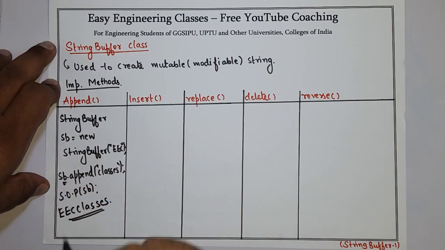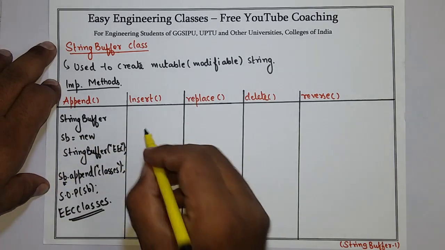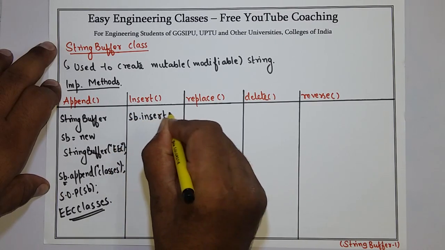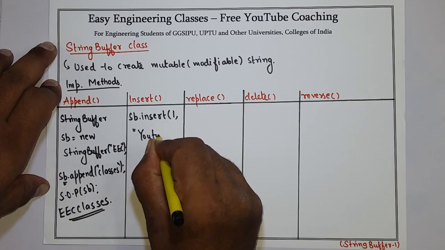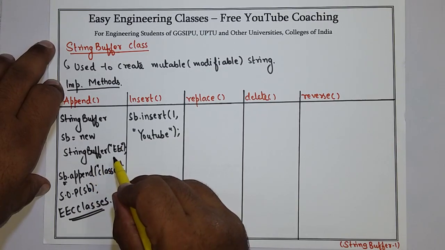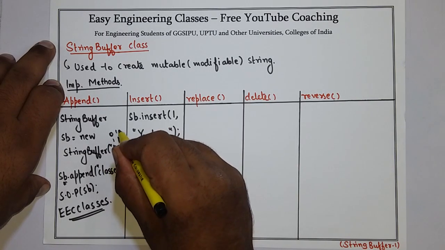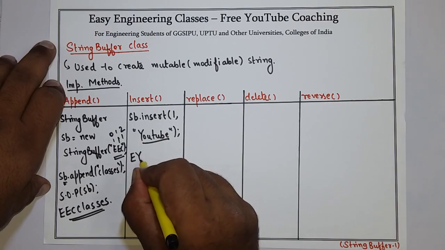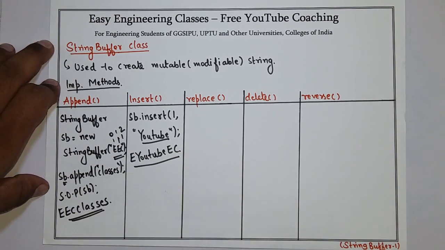Next is the insert method. The insert method inserts the given string into the string at the given position. In this same example, if I write sb.insert 1 comma YouTube, what will it do? In EEC, the first index is 0, this is 1 and this is 2. So at the first index it will insert YouTube. So the answer will be E, then YouTube, and then the remaining EC. This is how insert works.